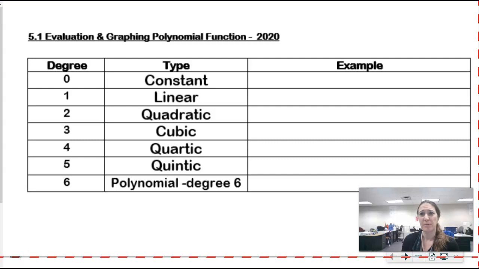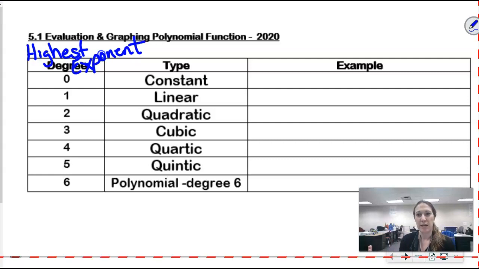So the first piece of vocab that we have to understand is what is a degree. You maybe remember this from before, but the degree of a polynomial is the highest exponent. The largest exponent, we should call it that. So once you've identified whether you have an x squared, an x to the third, an x to the fifth, that's the degree of the function or the polynomial, and then we can give it a particular name.